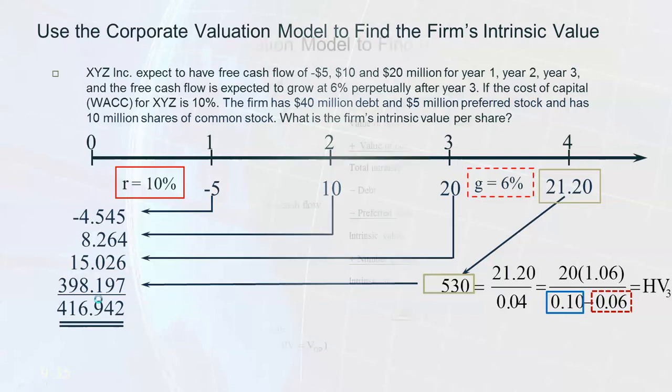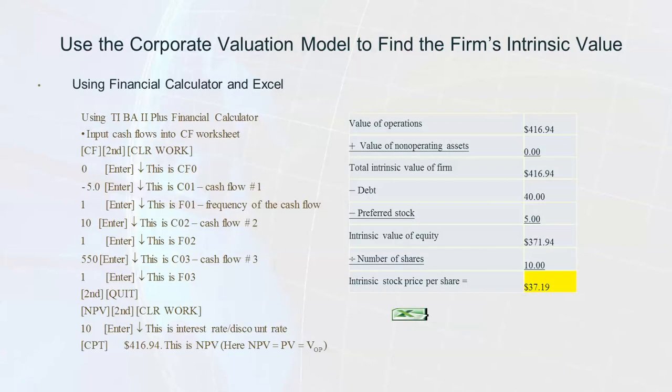So let me show you this one here, using a financial calculator. You can use your cash flow worksheet. First cash flow, CF0, is 0, and go down and put your first cash flow, which is 5. How many times do you get? One time.